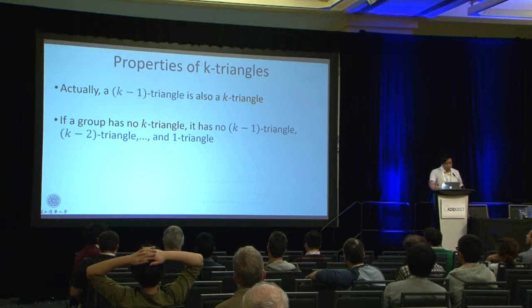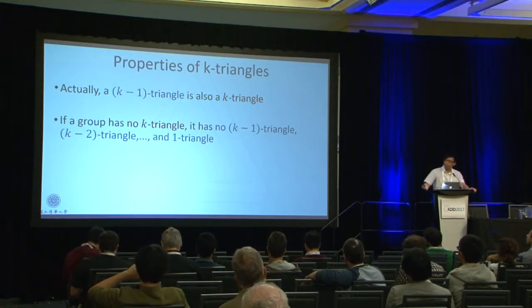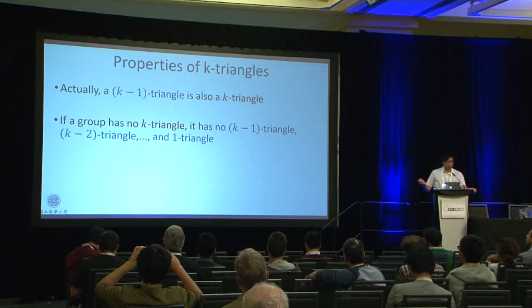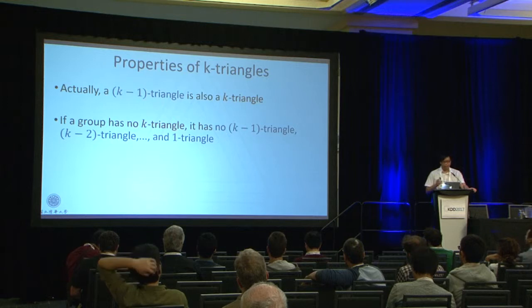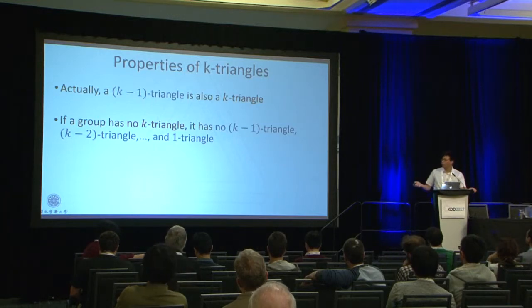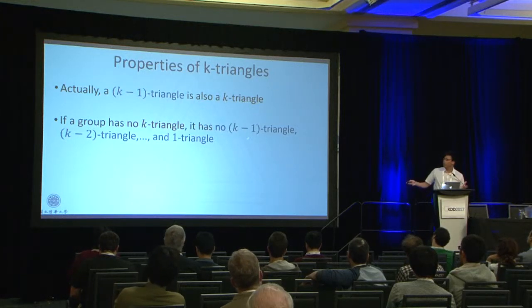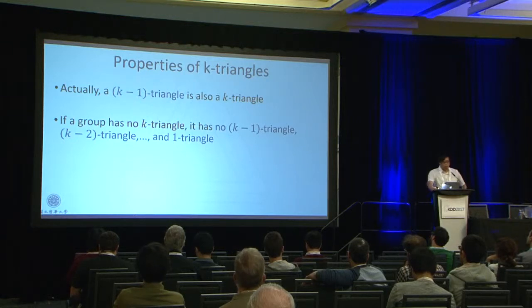In fact, there are many good properties of K triangles. For example, a K-1 triangle is also a K triangle. And if a group has no K triangle, it has no K-1 triangle, has no K-2, and this relationship repeats recursively down to 1 triangle. So if we can minimize the number of K triangles in the group, then we are indeed minimizing the K-1, K-2 triangles.